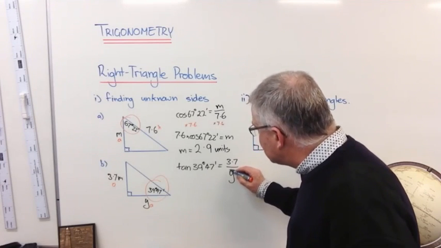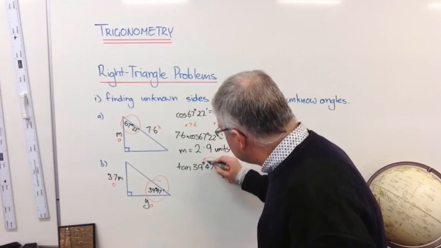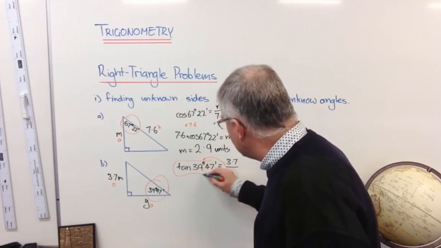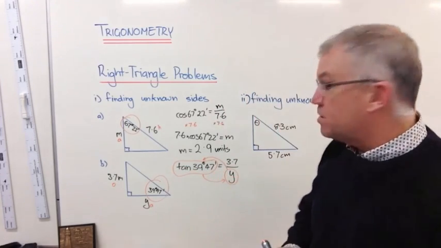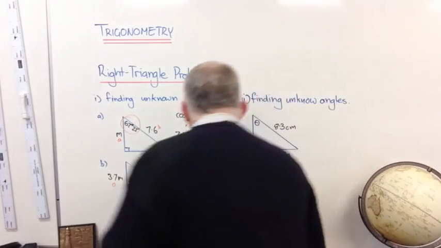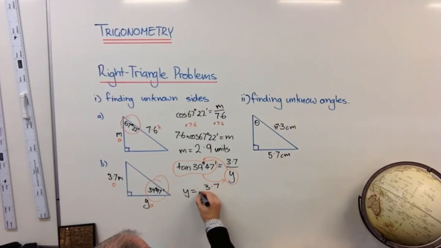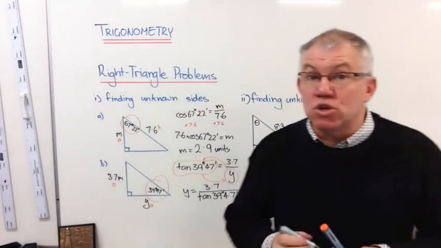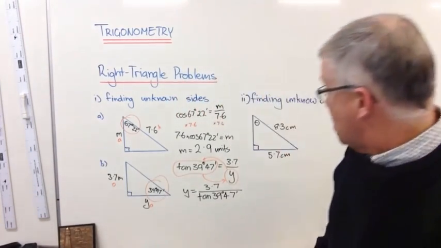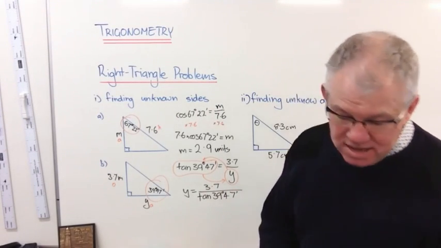The pattern is this: if the thing that we want is in the denominator of the fraction, then I can move it up to there, but this thing here, that's on the left-hand side of the equal sign, is going to go into the denominator of the fraction. So what we'll end up having is y is equal to 3.7 over tan 39 degrees and 47 minutes. Okay, and what you can do is just put that into your calculator. Write it into your calculator exactly as it looks like there. Okay, and your calculator can handle all of that.